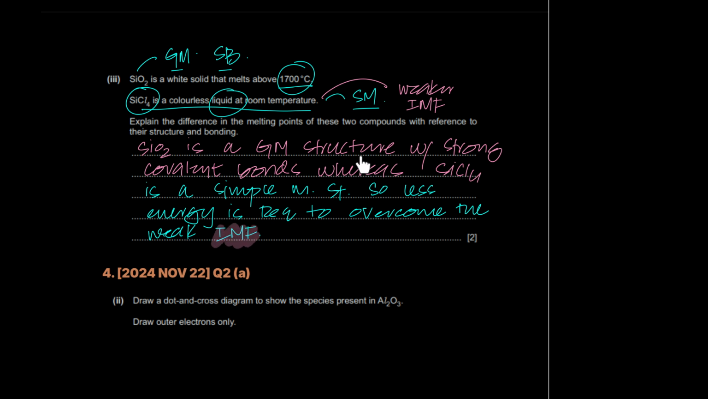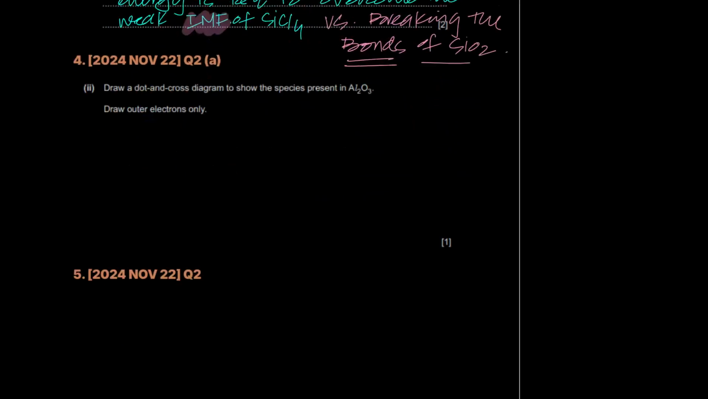So SiO2 is a giant molecular structure with strong covalent bonds, whereas SiCl4 is a simple molecular structure, so less energy is required to overcome the weak IMF of SiCl4, versus breaking the bonds of SiO2. Bonds, not IMF of SiO2.